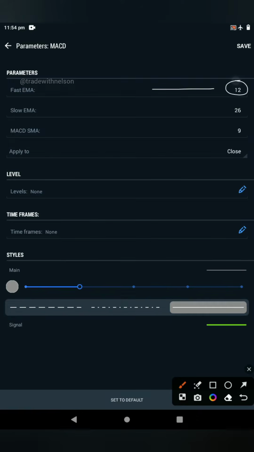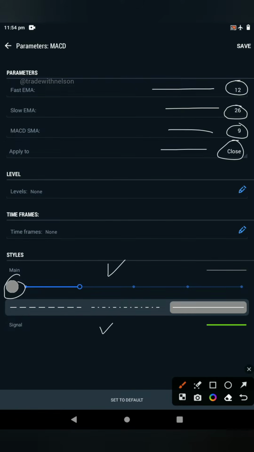Make the fast EMA to be 12, slow EMA to be 26, MACD SMA to be 9. Apply to close. For the styles, select color of your choice. For the signal styles, select color of your choice. After that, select size of your choice and click on save.